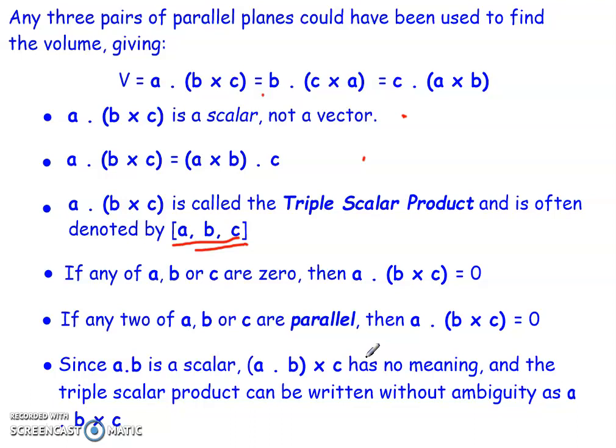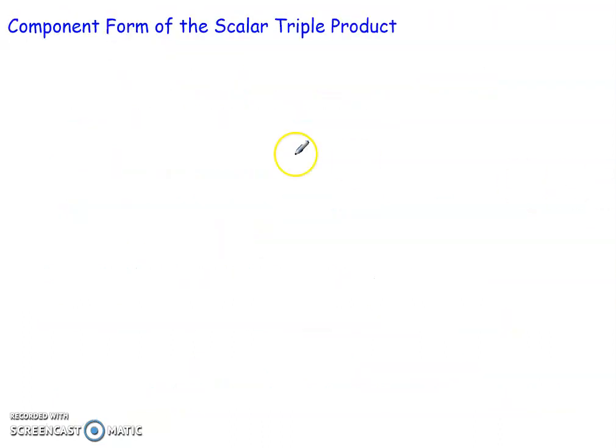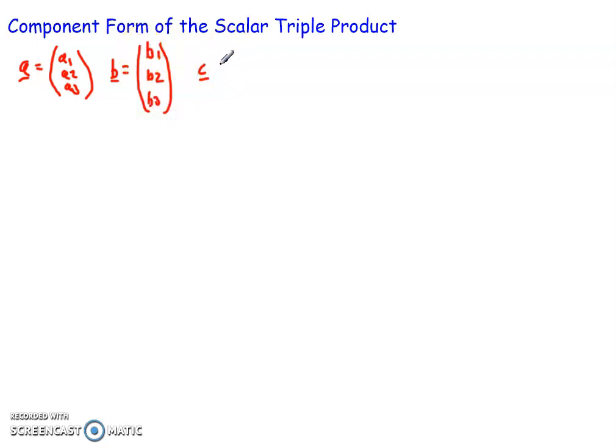These are just some of the key things you have to remember. Now, in order to calculate this, we have to be able to write it in terms of the component form of all three vectors. So let's imagine I'm going to take my three vectors. I'm going to have A being A1, A2, A3. I'm going to take a vector B as being B1, B2, and B3. And I'm going to take a vector C, similarly, being C1, C2, and C3.